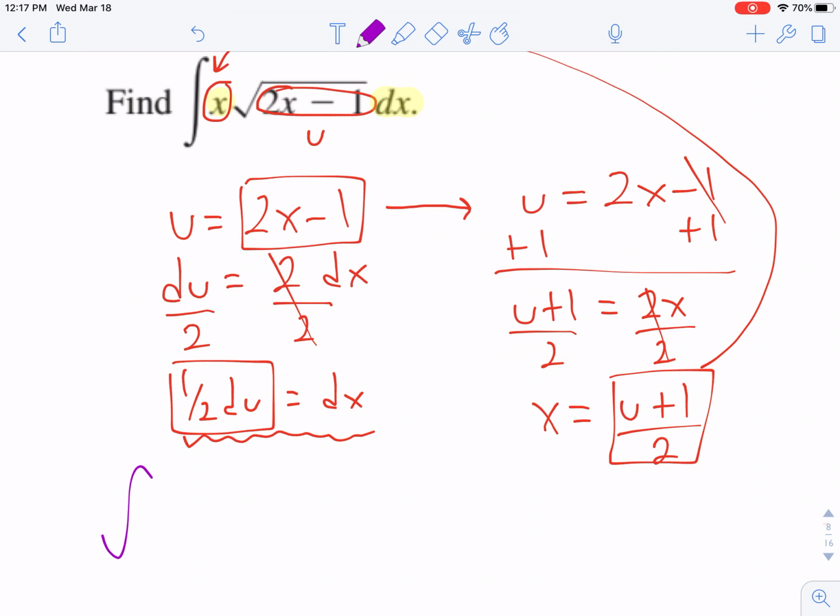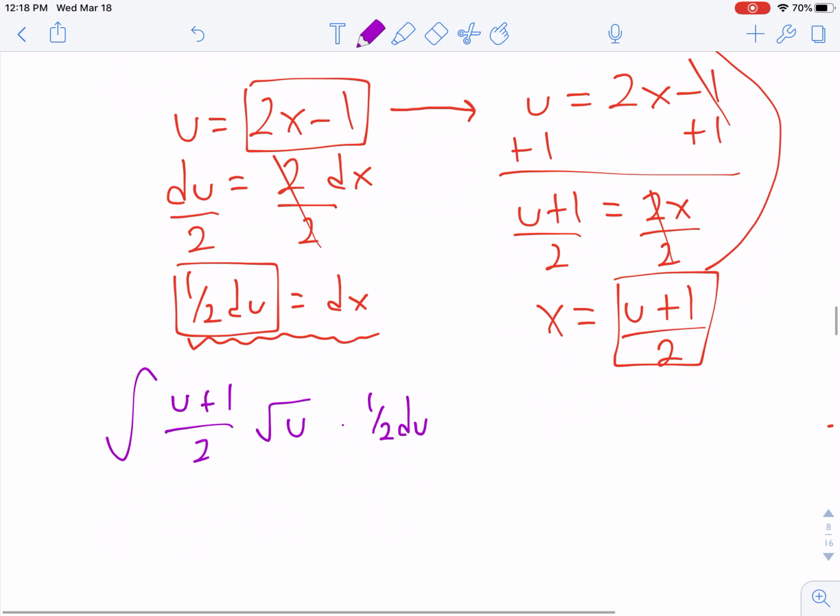So let's rewrite this now, okay? So instead of x, it's u plus 1 over 2. Instead of radical 2x minus 1, it's radical u. And instead of dx, it's 1/2 du. Now we have a giant integral of stuff only containing u's. But we could do some algebra on this stuff and simplify it. So square root of u, I'm just going to erase this and write it as u to the 1/2 power.